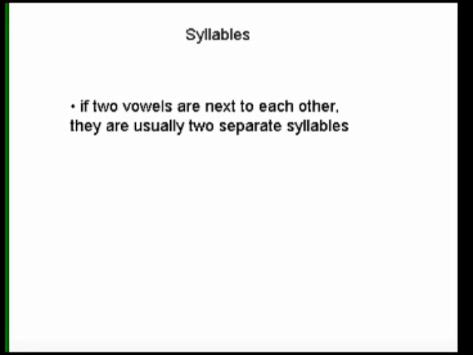The next thing that we need to know is that if 2 vowels are next to each other, they're usually 2 separate syllables. Here we have an example of that with the word bromear. Our first syllable is bro, but then we divide between the E and the A, so that gives us me and ar. Notice that here we do break our rule about beginning with a consonant. This is another exception to that rule.